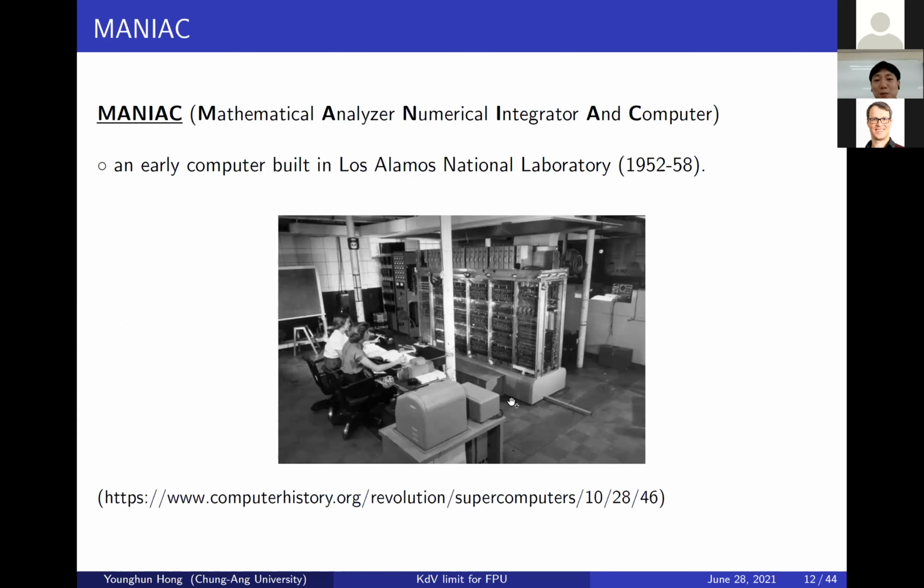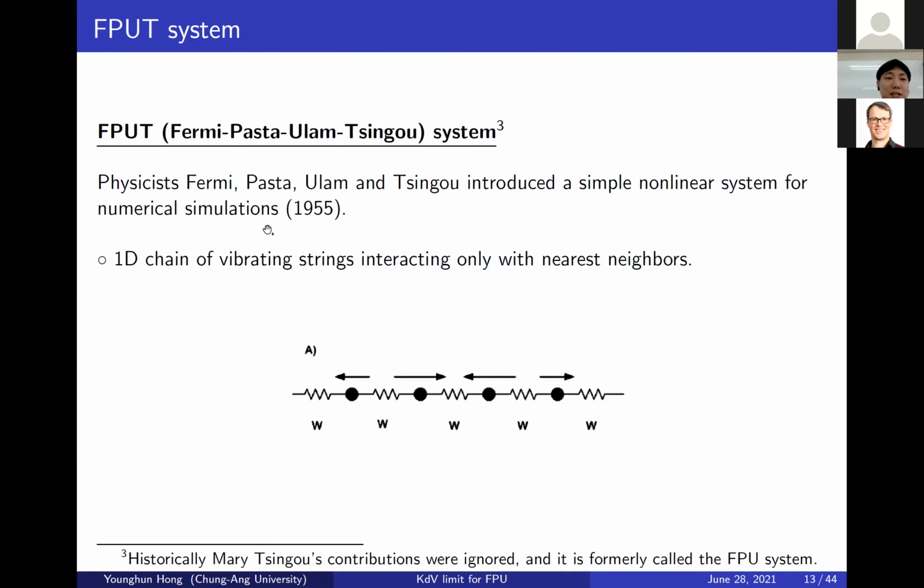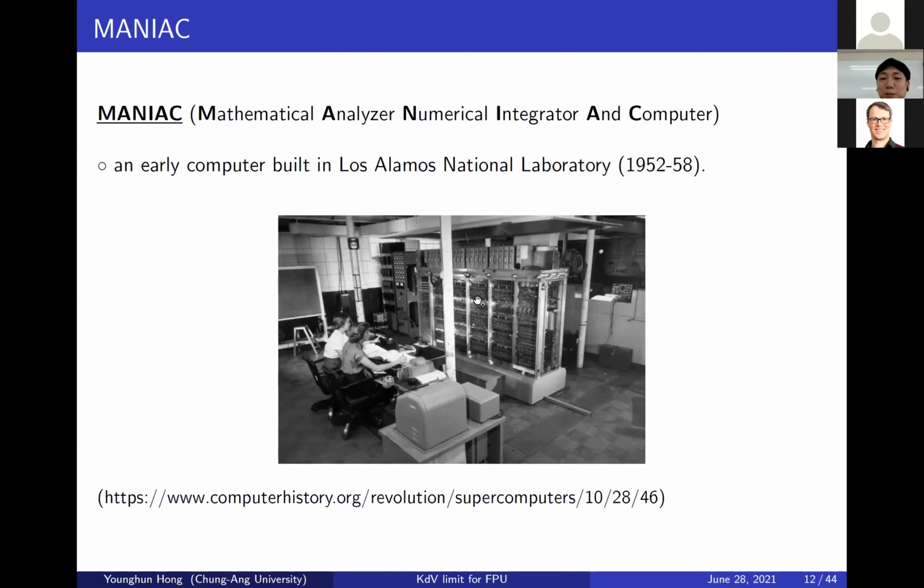Let me talk a little bit about the history of the problem, although I'm not very familiar with this math history. So in 1950, an early computer, the MANIAC computer, was built at Los Alamos National Laboratory. Okay, and four famous physicists, Fermi, Pasta, Ulam, and Tsingou, had a chance to get access to this new machine.